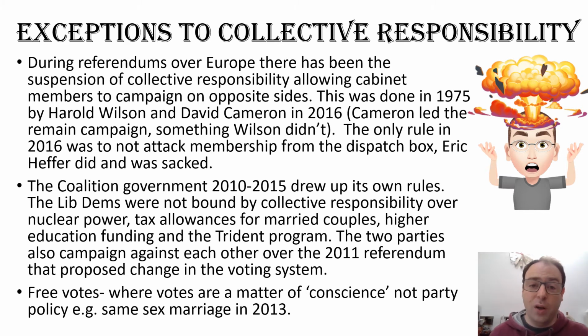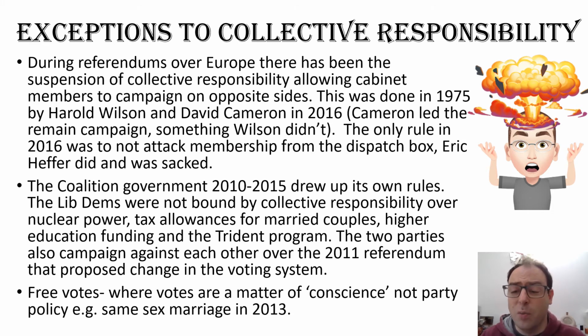Another interesting thing in terms of collective responsibility in recent years has been the coalition government, 2010 to 2015, which had to essentially draw up its own rules, which again suggests that these things can be changed and altered. The Lib Dems were not bound by collective responsibility over nuclear power, tax allowances for married couples, higher education funding, and the Trident programme. On those issues, they could simply abstain, and they wouldn't be expected to publicly support the government policy. The two parties also campaigned on either side of the 2011 referendum, which was about proposing a change to the voting system, and so collective responsibility was suspended on that issue as well.